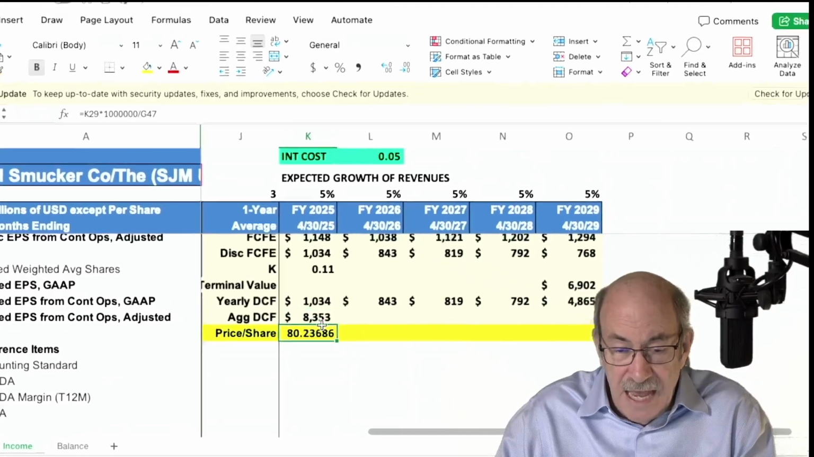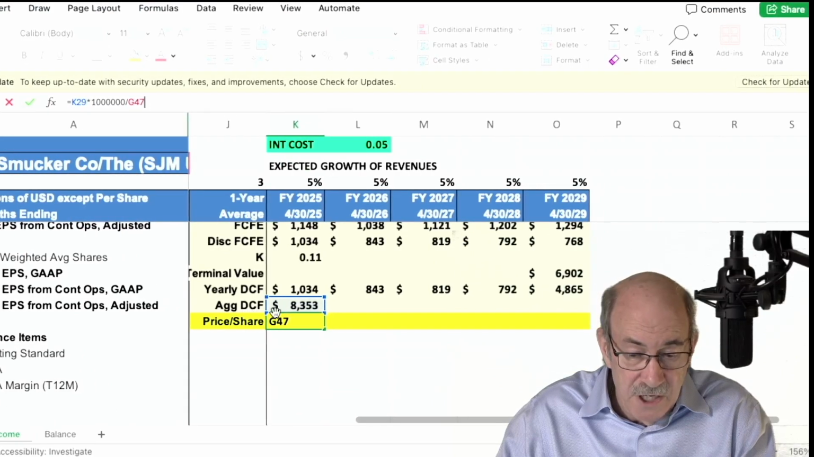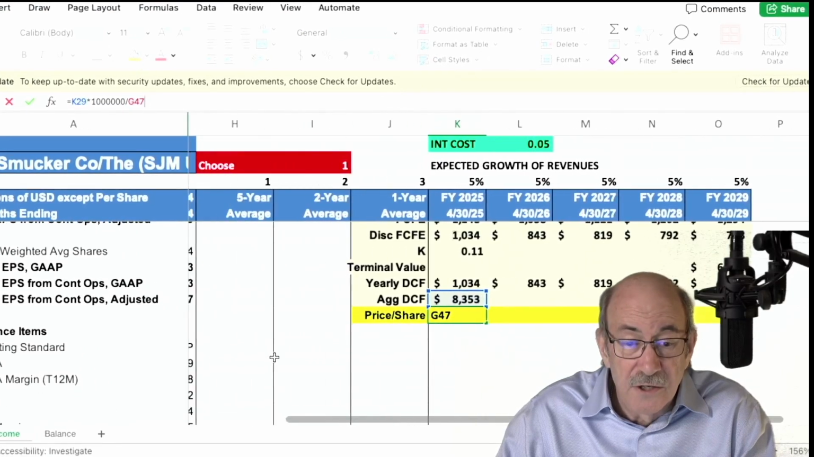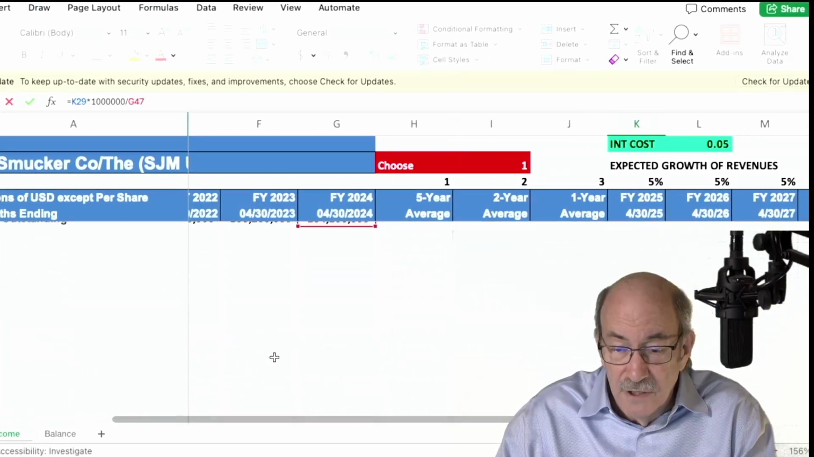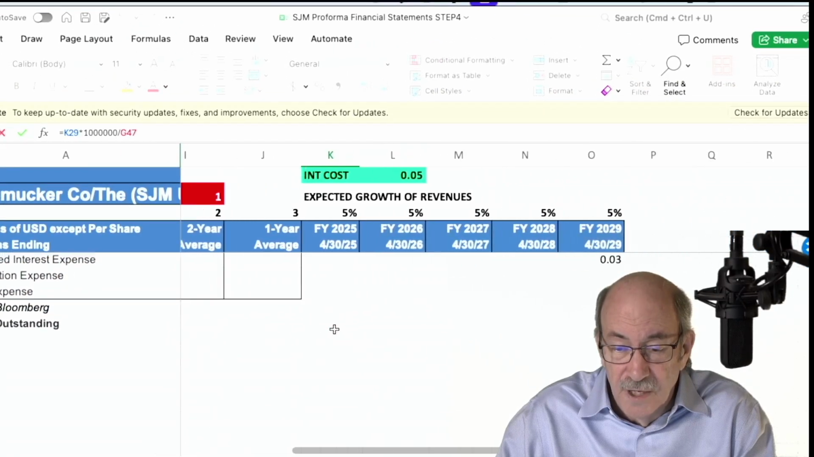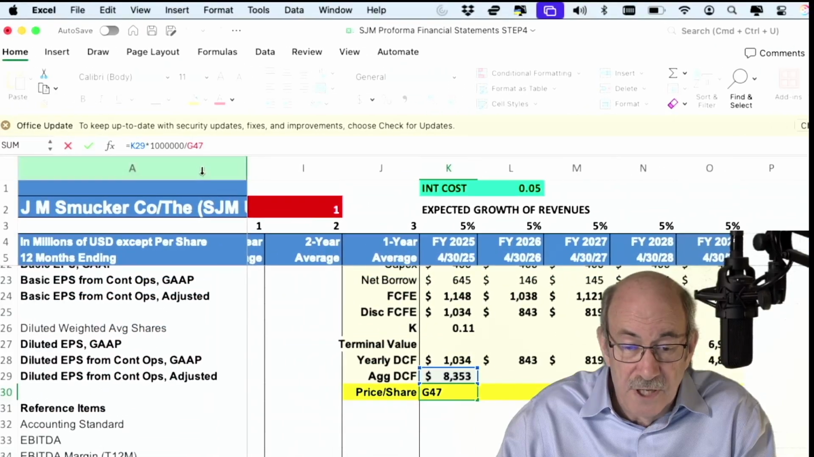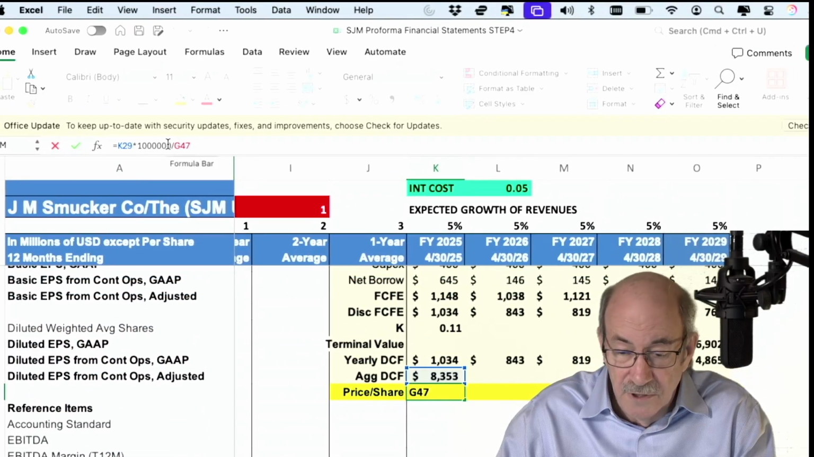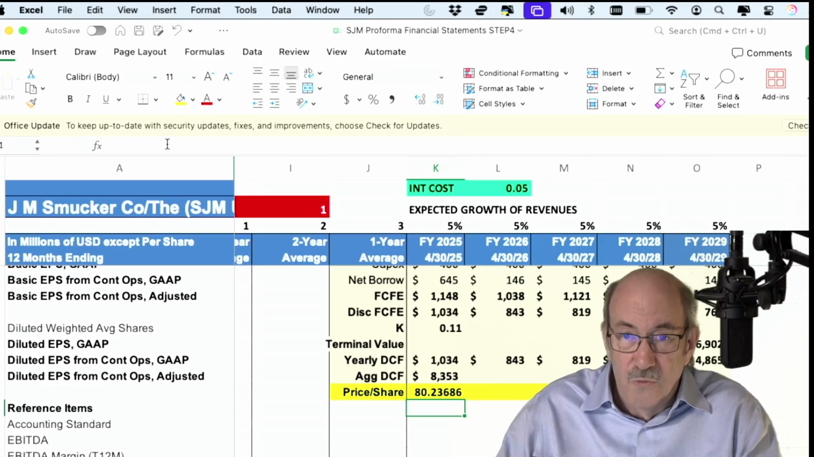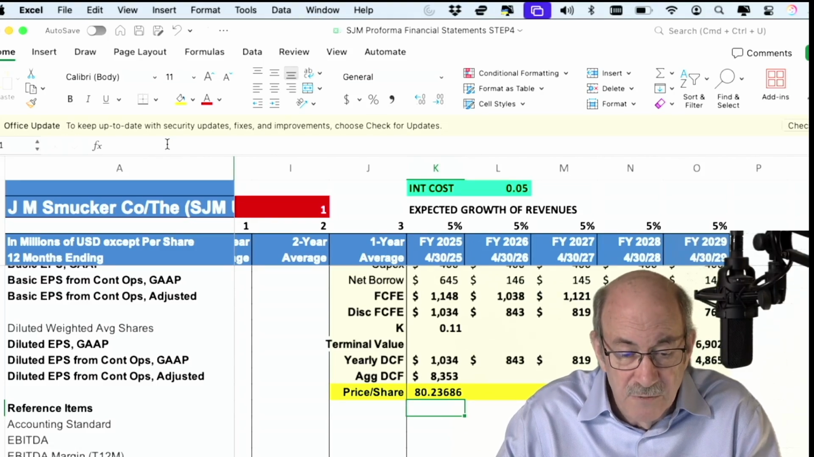I divide that by the total shares outstanding, which comes off of the income statement. It's G47. So it's right here. It's that 104.1 million. And since it's already in millions, I have to make a slight adjustment to it. So that's what this million up here is. And voila, $80.24 is my estimate for the value of J.M. Smucker.